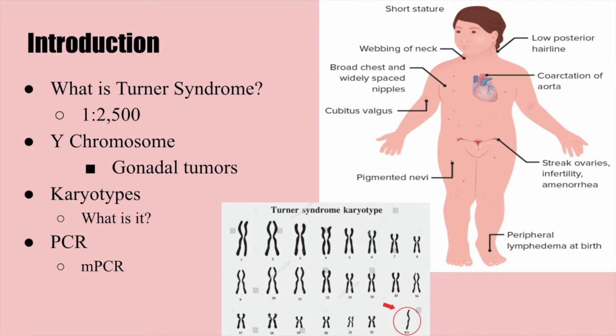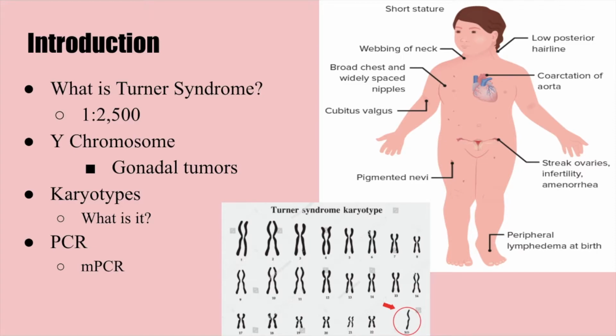A karyotype is basically a visual representation of all the chromosomes inside of an individual's cells. So if you look at the bottom photo, it basically shows you what a karyotype is and how an individual with Turner Syndrome only has one X chromosome. However, karyotypes are not able to show you all the time the Y chromosome fragments that are found in an individual's cells with Turner Syndrome.